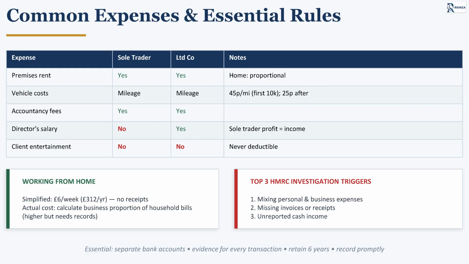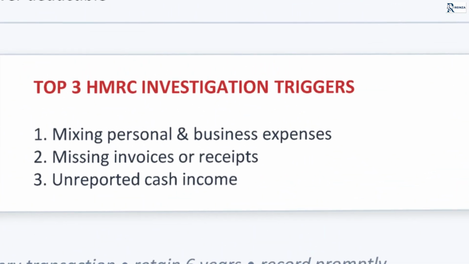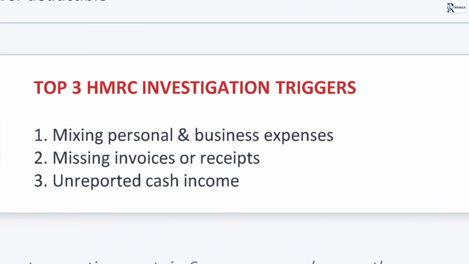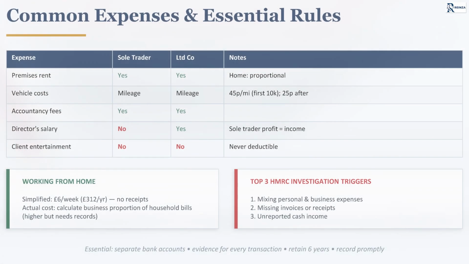Now, the top 3 triggers for an HMRC investigation. Number 1. Mixing personal and business expenses. Number 2. Missing invoices or receipts. And number 3. Unreported cash income. Avoid these at all costs.